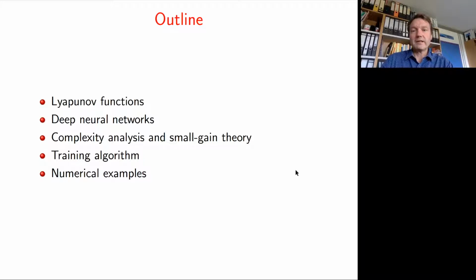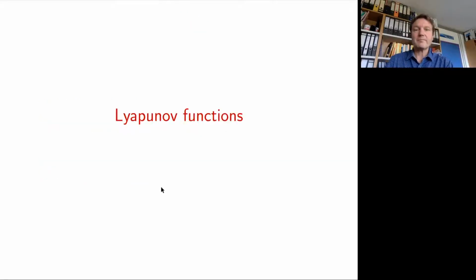The real theoretical heart of the talk will be in this third section, where I talk about complexity analysis of the method and show you what this has to do with so-called small gain theory from nonlinear control theory. And I will then not only try to convince you that this is theoretically a nice approach, but also show you by means of using a training algorithm and some numerical examples how this really works.